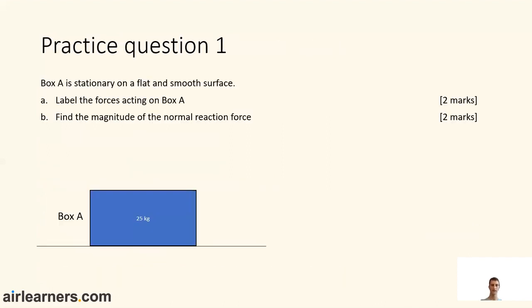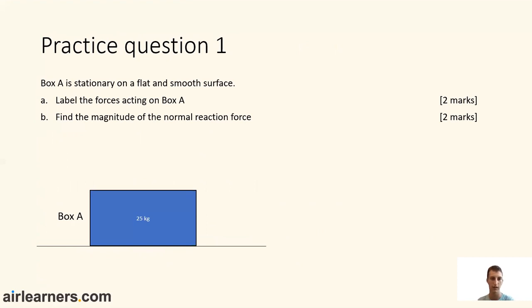All right, practice question 1. Box A is stationary on a flat and smooth surface. Part A is: label the forces acting on box A, and B is: find the magnitude of the normal reaction force. It shouldn't really take any longer than a minute, a couple of minutes perhaps, but you can pause the video and come back when you're ready.